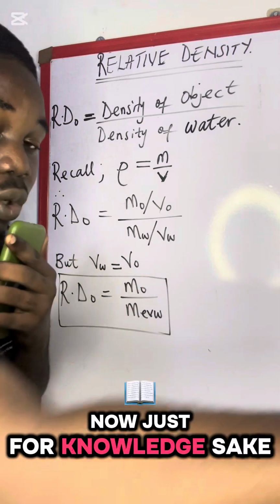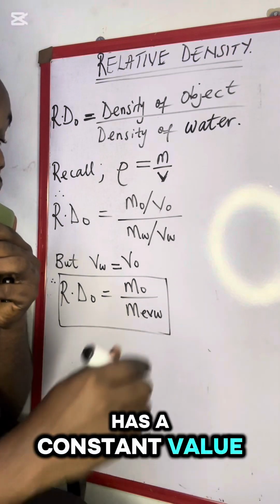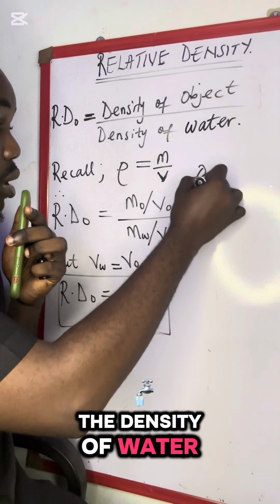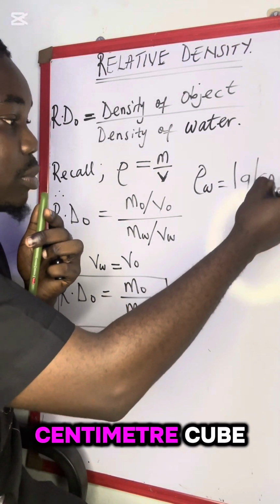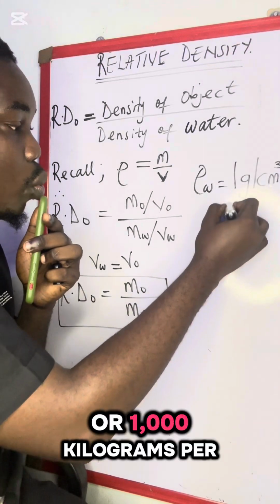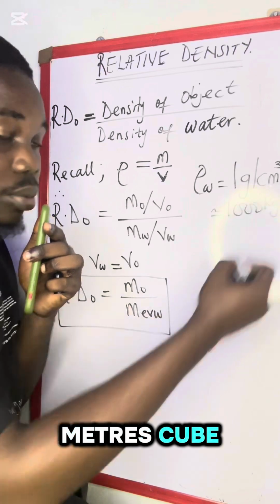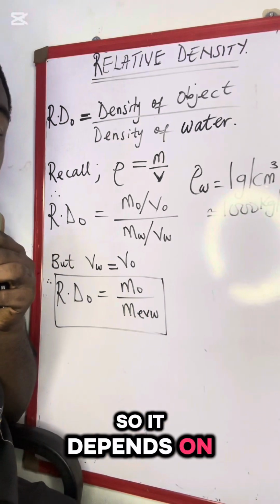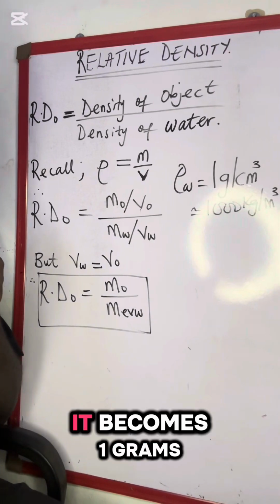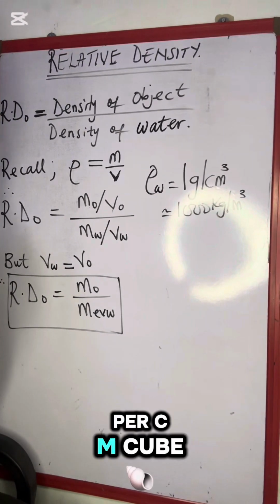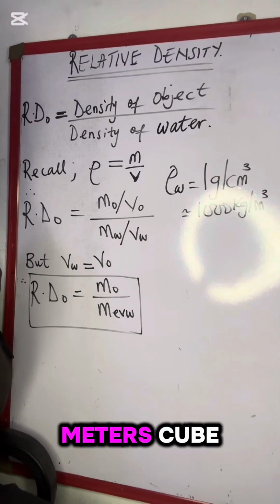Okay, now just for knowledge sake, the density of water has a constant value. The density of water is actually 1 gram per centimeter cube or 1000 kilograms per meter cube. So it depends on the unit you are using to solve. If it's in grams per cm cube, it becomes 1 gram per cm cube. If it's in kilograms, it becomes 1000 kilograms per meter cube.